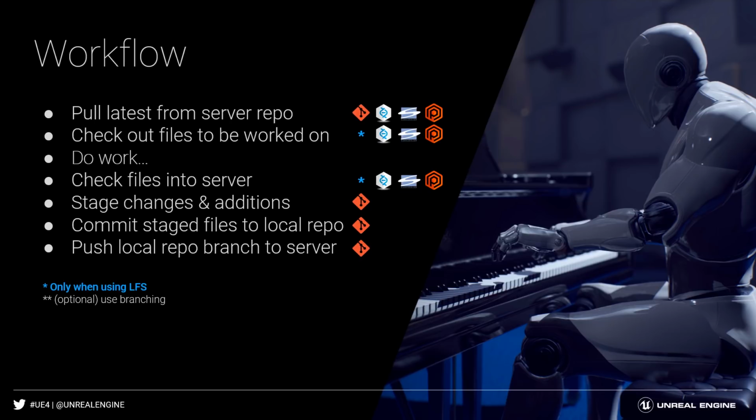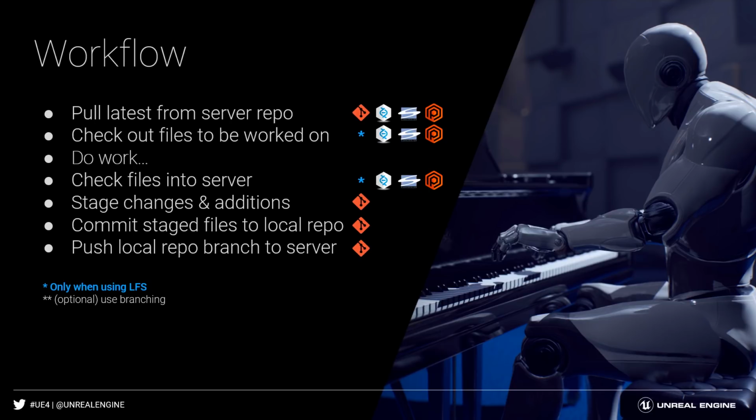After this, you're going to want to check out files to be worked on. Now, checking out or locking files is not something you can normally do with Git unless you're using Git large file system. The large file system version of Git allows you to check out binary files such as images and UAsset files. And of course, from here, you're going to do your work. You're going to make all your changes and so forth to whatever it is you're working on, add new files, etc. Now, normally from here, the last step would be to check your files back into the server, and that's going to be with all of your SCM tools, with the exception of Git.